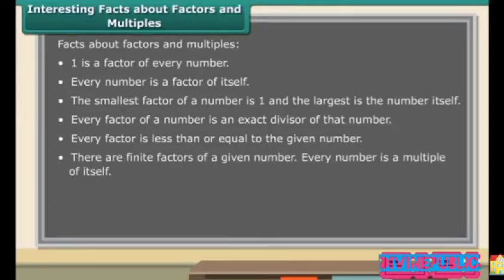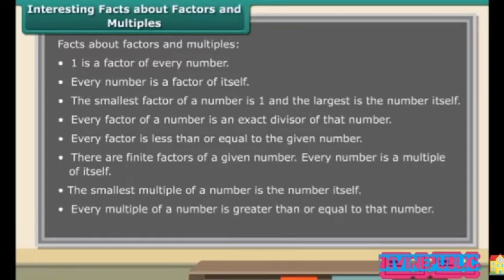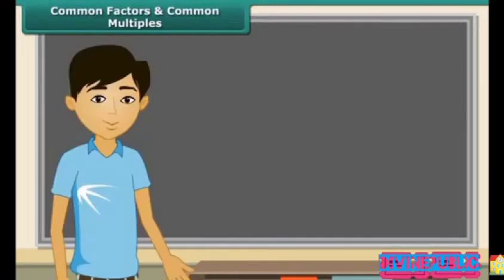Every number is a multiple of itself. The smallest multiple of a number is the number itself. Every multiple of a number is greater than or equal to that number. And the last, there are infinite multiples of a given number.